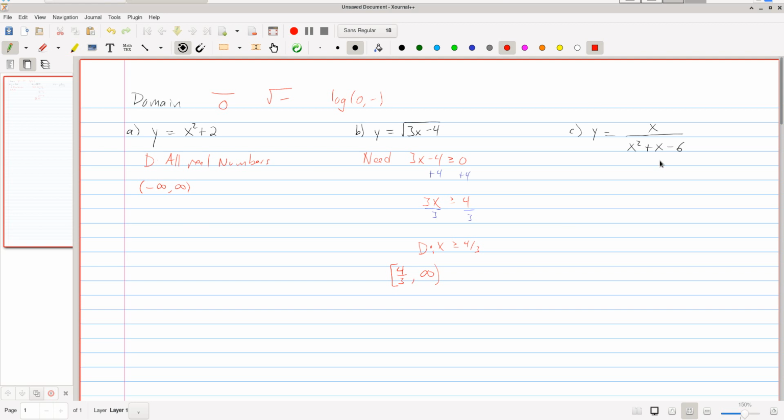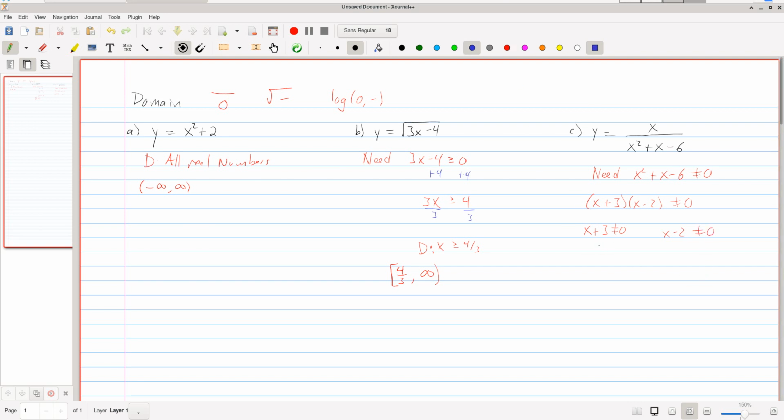C, y equals x over x squared plus x minus 6. If you look at the three types of restrictions we have, division. We do have a division, so we need to make sure that the denominator is not 0. So we need x squared plus x minus 6 to not be equal to 0. Now this we can factor. So we can factor this as x plus 3 times x minus 2, and this is still not equal to 0. We can now split this into two separate conditions. X plus 3 can't be 0, and x minus 2 also can't be 0.